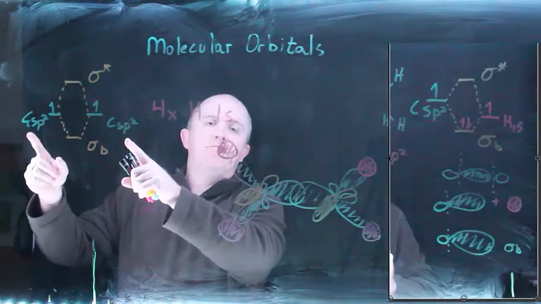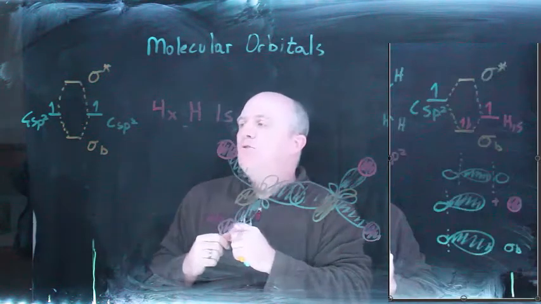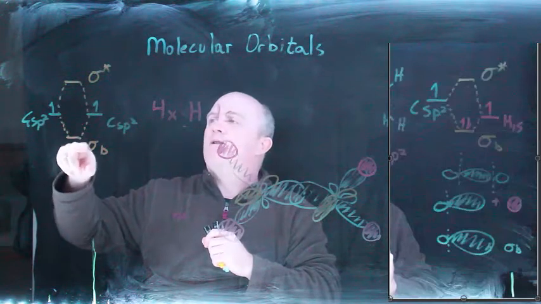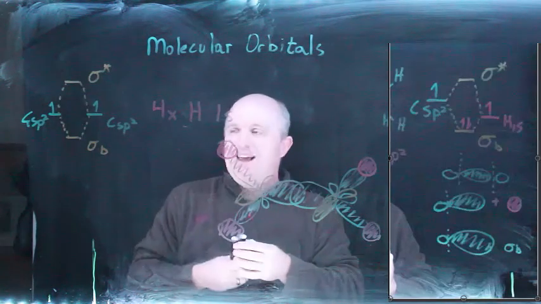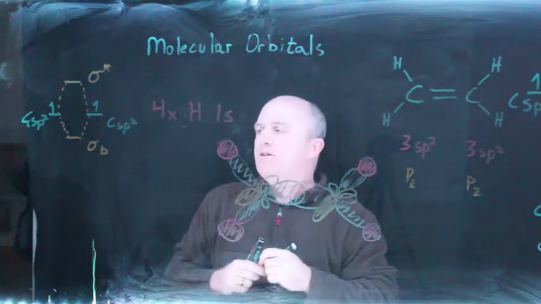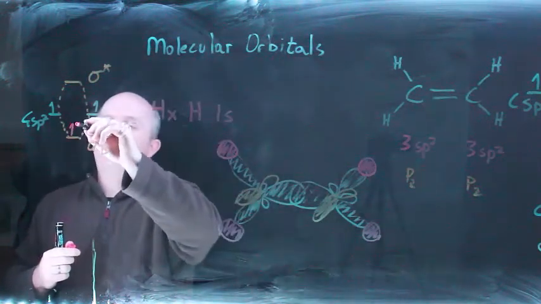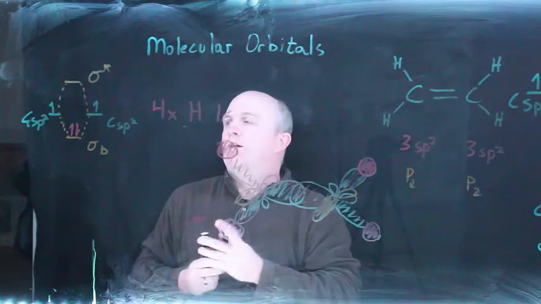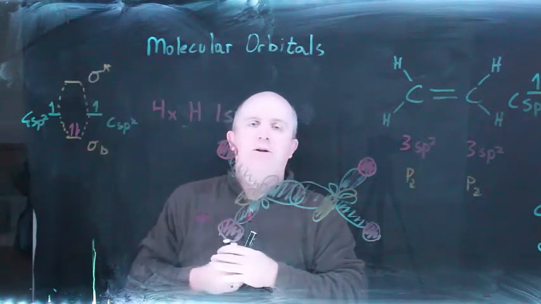But the same idea. Mix together two sp2 type orbitals from the carbons, and you have to create a sigma bonding orbital as well as a sigma star antibonding orbital. Each one of the carbons is bringing one electron to the sigma bond that they are making, which means that the sigma bonding orbital ends up filled with two electrons, and of course the sigma star orbital ends up empty.